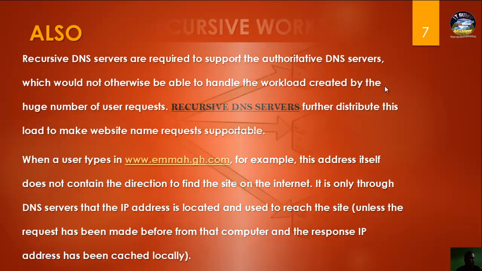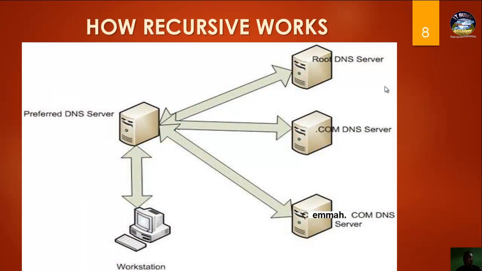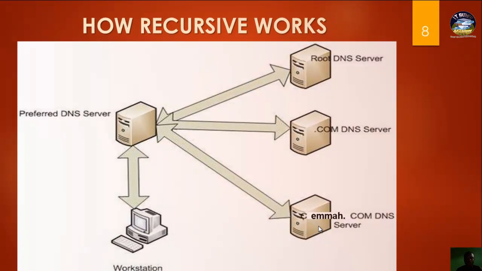Alright, let's move on. So now, how recursive works. We have the preferred DNS server here, we have the workstation, the client machine here, we have the DNS server here, we have the root DNS server here, and we have the .com DNS server and the yima.com DNS server. So that's it. Okay, let's move on.